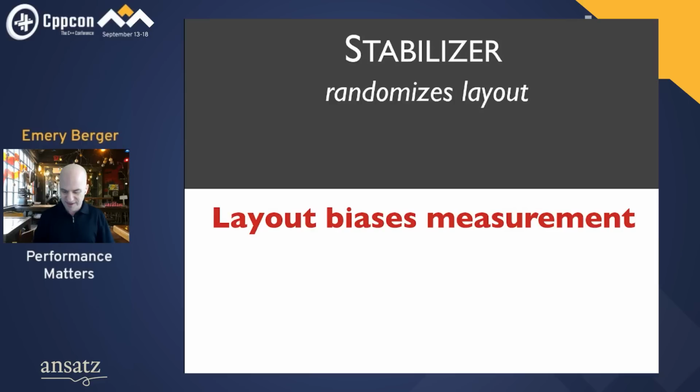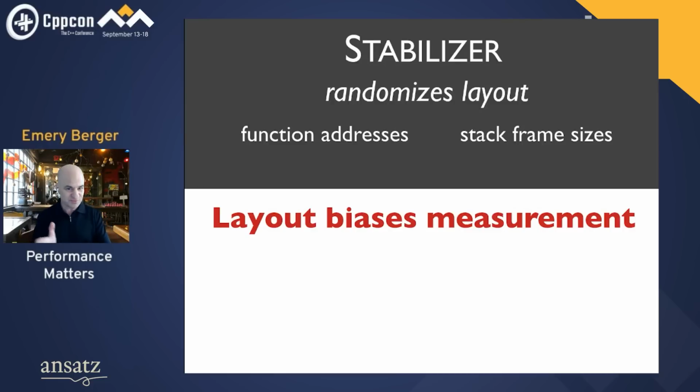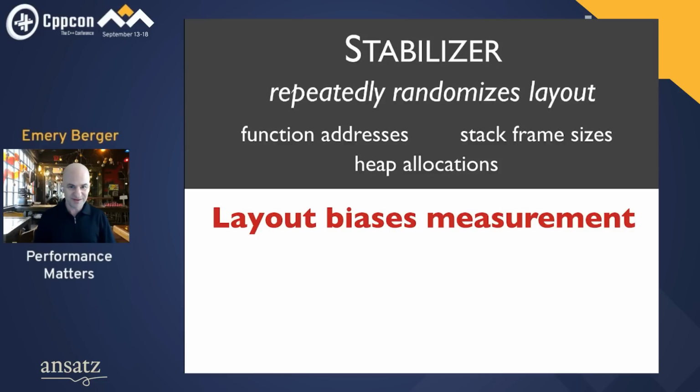Stabilizer actually depends on LLVM. It randomizes the layout of a lot of things. So it randomizes where functions end up getting put. It randomizes stack frame sizes, which affects the offset of where things end up in the stack. It randomizes heap allocations. So it has a randomizing heap that ensures that one allocation here or there is not going to have an effect over time when you do this randomization. So it doesn't just do this once. It doesn't do it at startup. It does it repeatedly as the program is running.